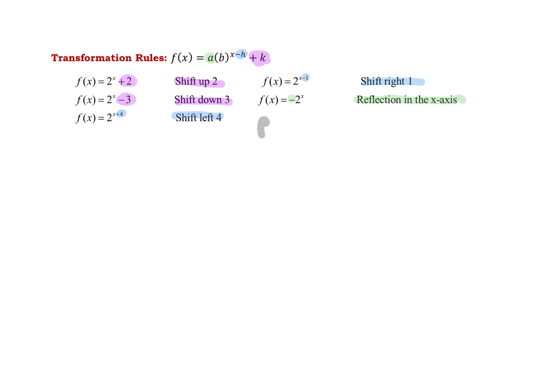So this would be f of x equals, say 2 to the negative x. Let me not do a plus anything, negative x. So what that does is that's a reflection over the y because of where it's located. So that would be your b value.